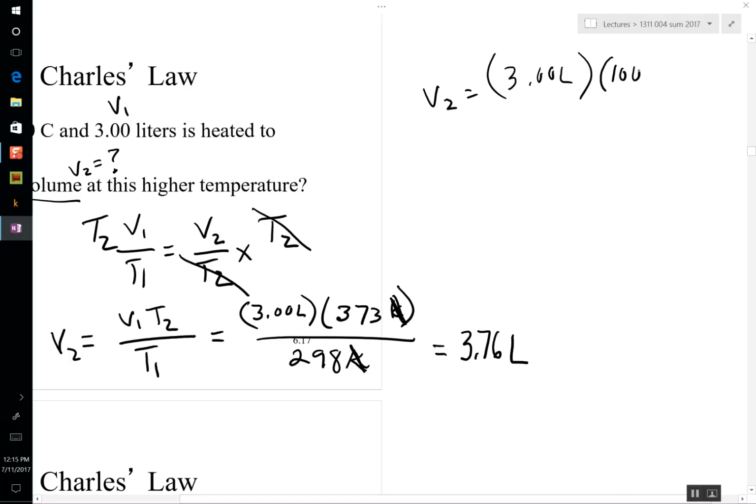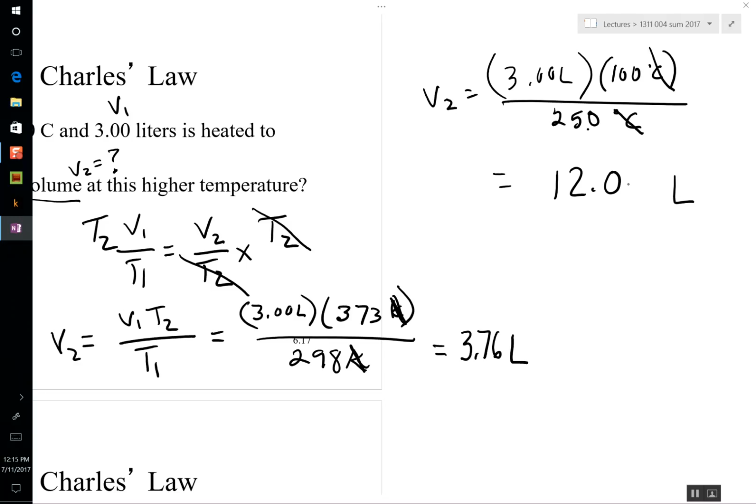So the final temperature is 100 degrees centigrade. The initial temperature was 25 degrees centigrade. Centigrade crosses out, still gets me to liters. Everything looks hunky-dory, dimensional analysis-wise. But what's the answer now? 12 liters. Why? In centigrade, it appears that you quadrupled the temperature. You didn't do that. You just raised it a little bit.